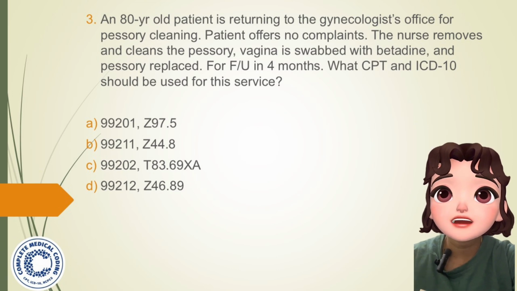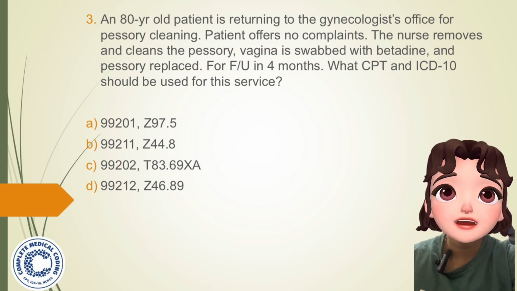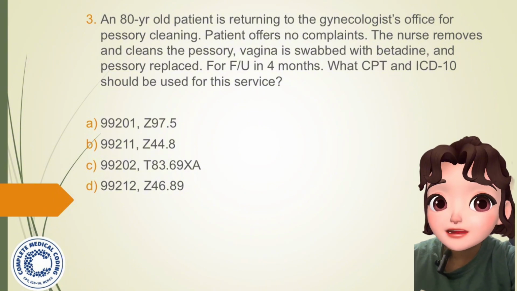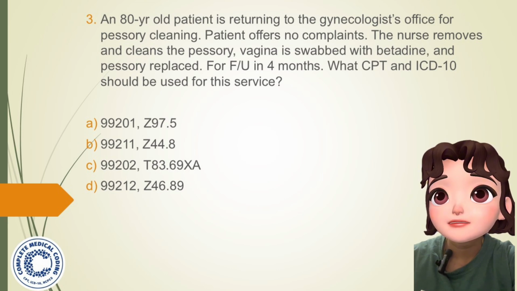The first option, Z97.5. What is Z97.5? It represents presence of intrauterine contraceptive device. This is not a contraceptive device. Okay. Don't think that it's a contraceptive device.